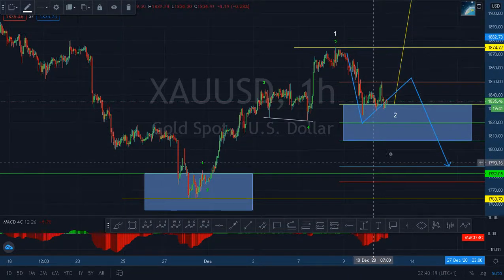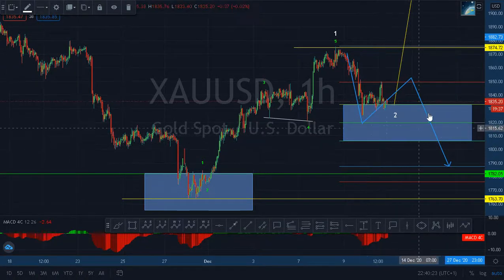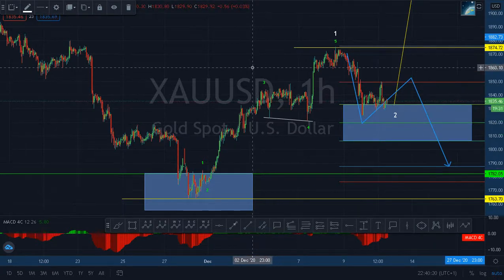But if we get a buy setup anywhere here, I will buy if I see a good buy setup. You cannot know all the buy setups and how they work.